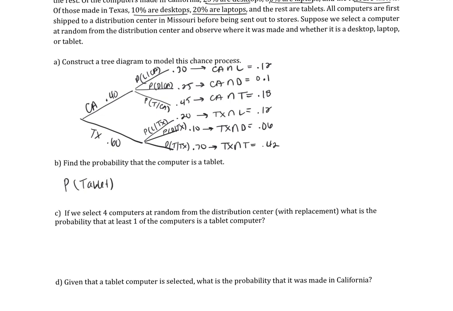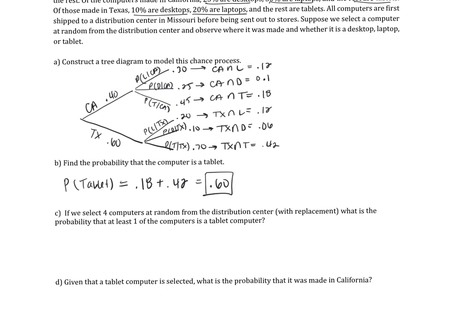Now notice we have all of the tablet data tied up in here with conditional probabilities. The law of total probability tells us that we can just add the intersections, a tablet in California or a tablet in Texas, and we can find out how many are tablets. So we can go ahead and add those intersections. 0.18 plus 0.42. So 60% are tablets.